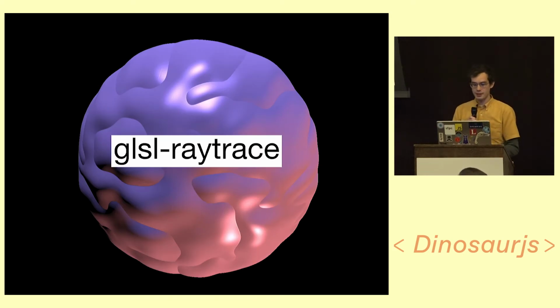And one of my personal favorites is GLSL Raytrace, which is an implementation of a ray tracer that runs in a shader, which basically allows you to define a 3D shape as a math function and then have it visualized for you. And it's really fun, it's really weird. And you can do it in just a few lines of code.